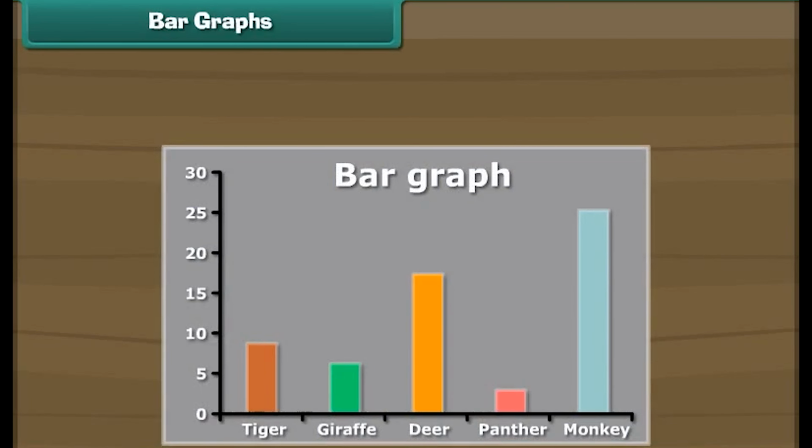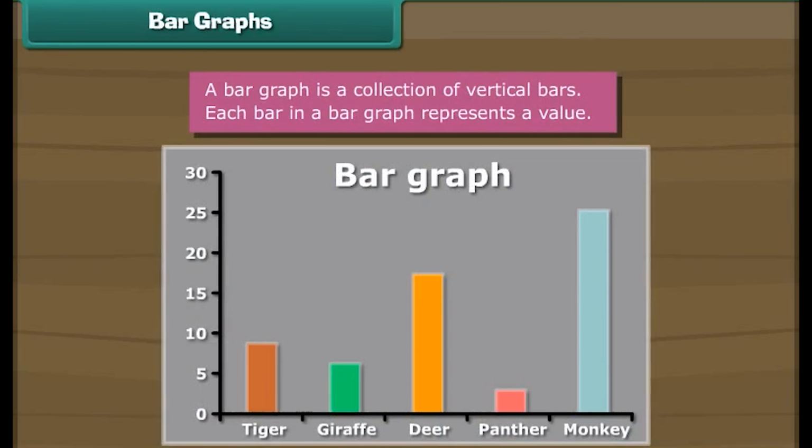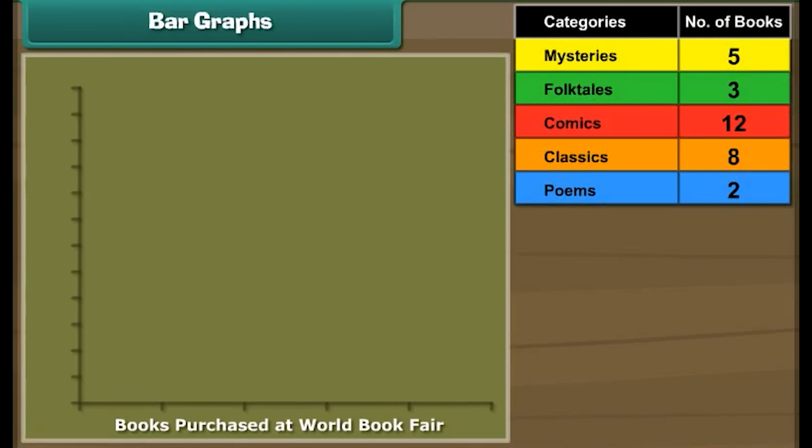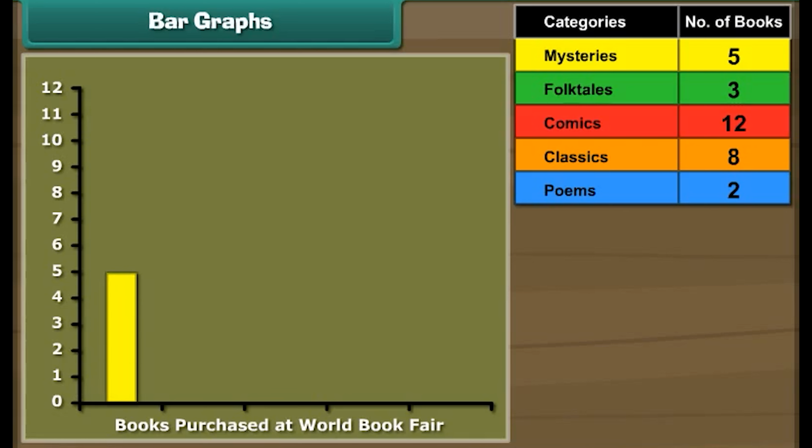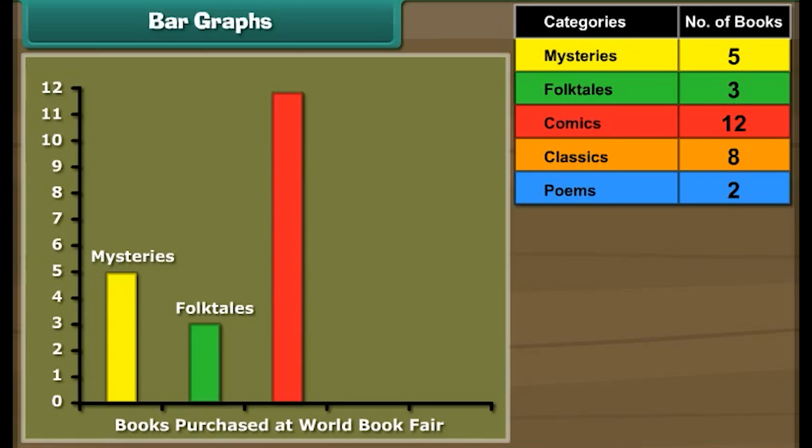Bar graphs. A bar graph is a collection of vertical bars. Each bar in a bar graph represents a value. Let us now organize Ravi's data in the form of bar graphs. We first draw a bar 5 centimeters tall to represent mysteries. Then we draw a bar 3 centimeters tall to represent folk tales. Next, we draw a bar 12 centimeters tall to represent comics.